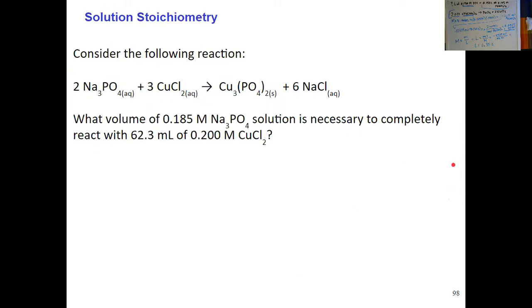Okay, we have one more question here, and we'll try this one together on the whiteboard because I don't have it written out. So consider the following reaction. What volume of 0.185 molar Na3PO4 solution is necessary to completely react with 62.3 milliliters of 0.200 molar copper chloride? Okay, so take a minute, please. Try to set this up. Try to do it yourself. Whichever way you feel better about, and then we'll do it together.